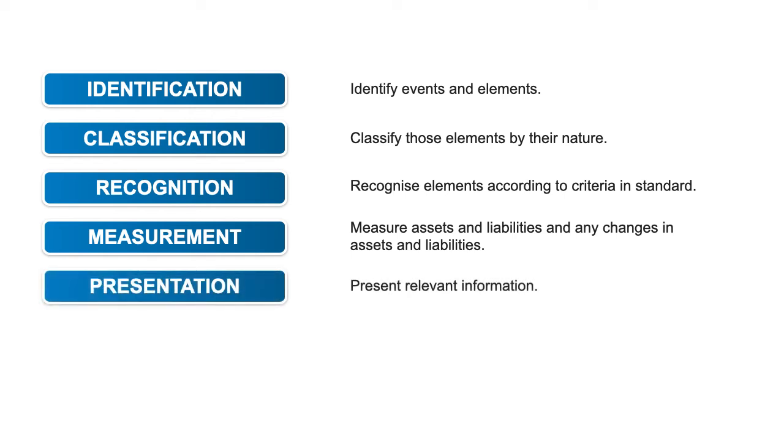Presentation, our next step, is to decide how to present the information in financial statements. Different information is shown in different statements. Assets and liabilities are shown in the statement of financial position and presented in particular categories, for example, current versus non-current, and may be presented in a particular order, usually from least liquid to most liquid. Income and expenses are presented in the statement of financial performance.